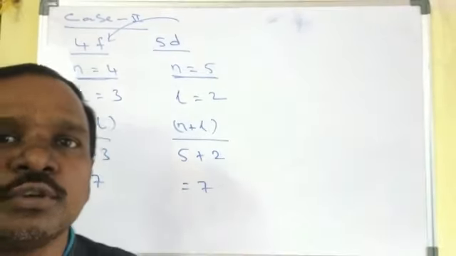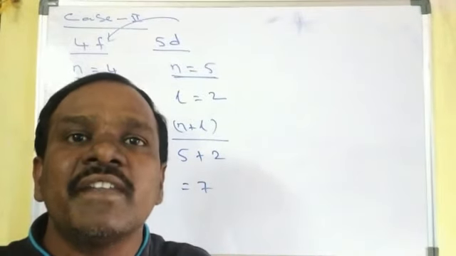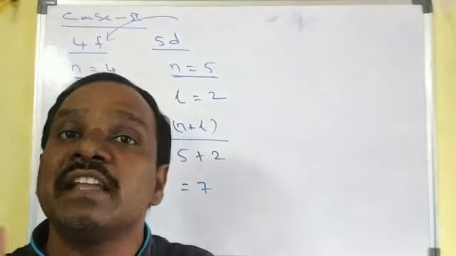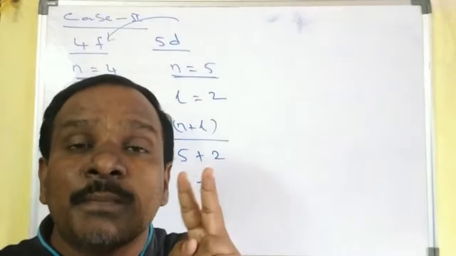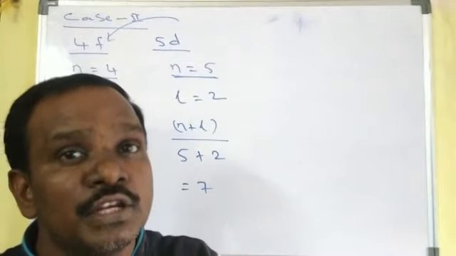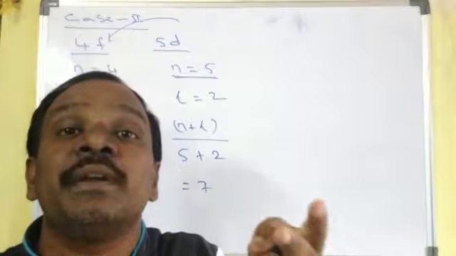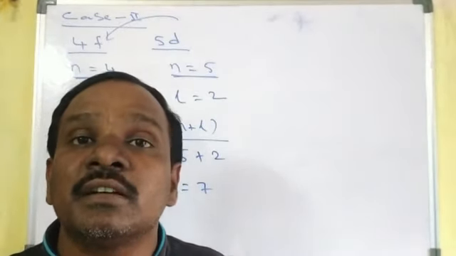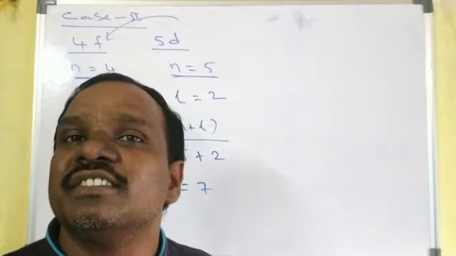Two rules you have to remember. First rule: the orbital which has the lower n plus l value has lower energy. In case 2, if both orbitals have the same n plus l values, then the orbital with the lower n value has lower energy. Based on these two cases, we are going to decide the lower energy of orbitals.